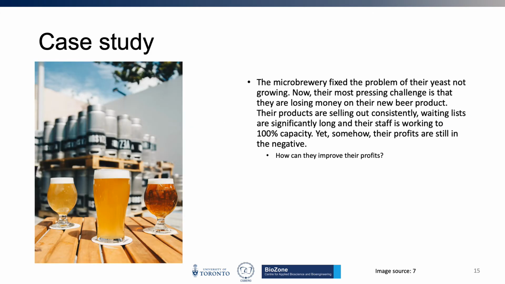So I want to go through a case study, an extension of the first case study, with you guys. So the microbrewery has fixed the problem of their yeast not growing. Now the most pressing challenge is that they are losing money on their new beer product. Their products are selling out consistently, and waiting lists are significantly long, and their staff is working to 100% capacity. Yet somehow their profits are still in the negative. How can they improve their profits? So I'd like you to pause this video and take a couple of minutes to think about it.